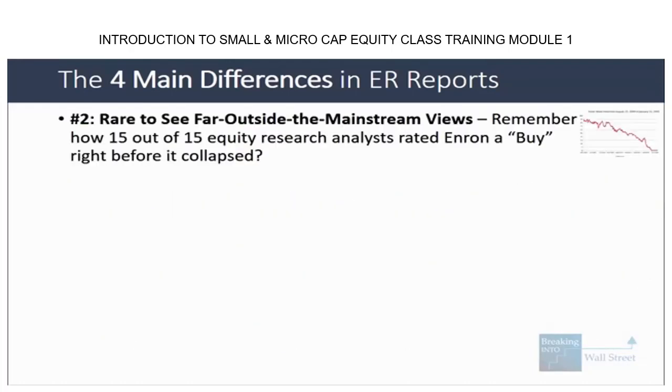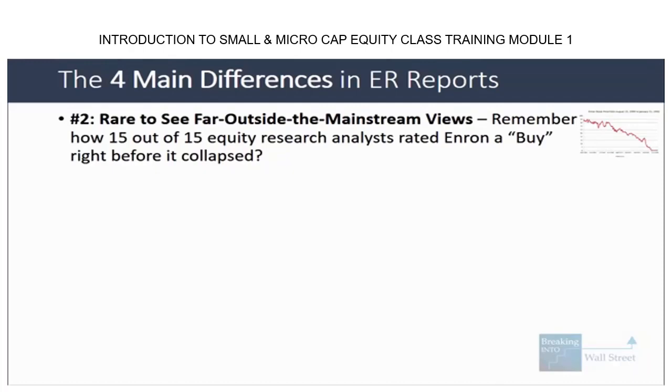The second major difference in an equity research report is that it's very rare to see views that are extremely far outside the mainstream. Remember that before Enron collapsed a long time ago, 15 out of 15 equity research analysts actually rated it a buy.